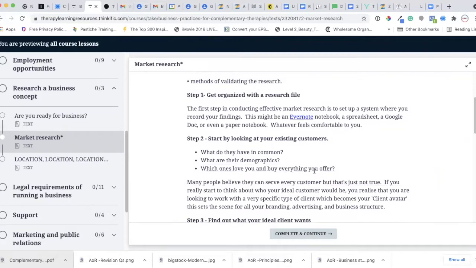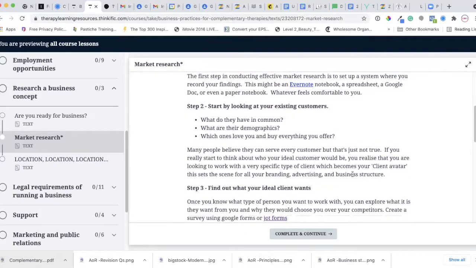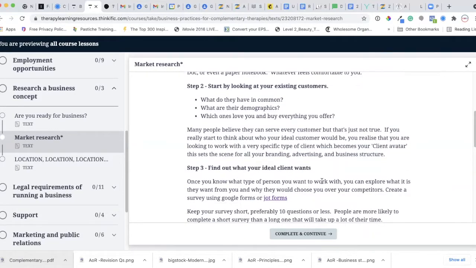So you need to be thinking about who are your existing clients, who are you working with now, so your case studies probably, but have you got a previous business? Is there a client base that's already working with you that you are moving into offering complementary therapies to? You also need to identify what your ideal client wants.